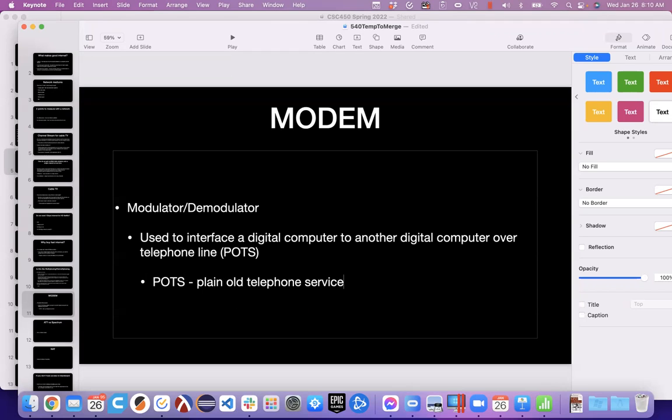Now, what's interesting is, it does still exist, but my guess is, does anybody in class today actually have a wired telephone line in their apartment, or does everybody just use cell phones? Does anybody here have a hard line telephone line?